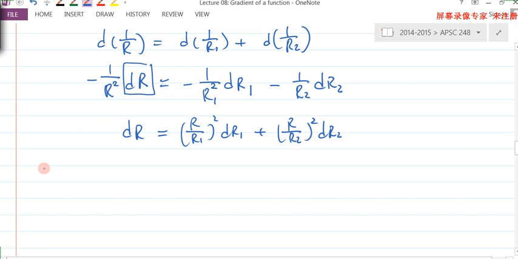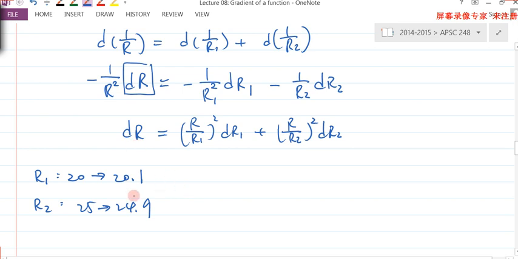Suppose that my R1 changes from 20 to 20.1 ohms and R2 changes from 25 to 24.9 ohms. Okay? So there is a small variation, maybe because of temperature or maybe because of something else, right? If this is the small change here, what would be the small change resulting in the total resistance R?